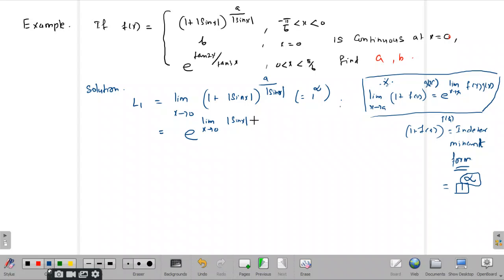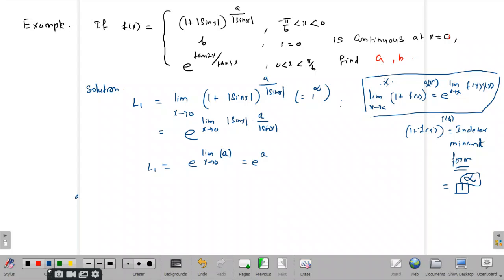Here f of x is mod of sin x, and g of x is a by mod of sin x. Let us continue. It is e power limit as x approaches 0, sin x cancels, only a is left. a is a constant, so the constant will not be affected by limits. So L1 equals e power a. Let us reserve this result: L1 equals e power a.